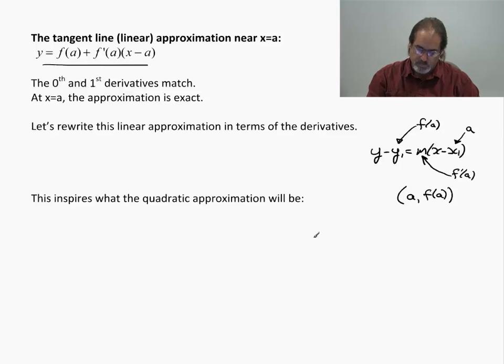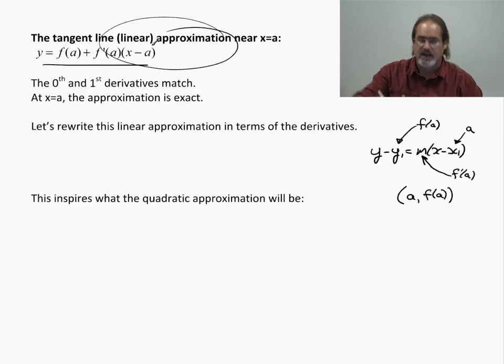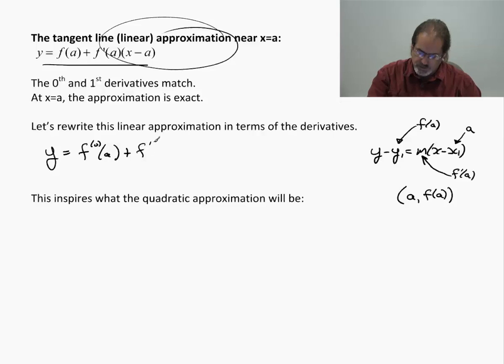So, we want the zeroth and first derivatives to match for the linear approximation. And we will match further derivatives with other polynomial approximations. So let's rewrite this in terms of derivatives. What I get is y is equal to, and perhaps I should say approximately equal to, the zeroth derivative evaluated at a plus the first derivative evaluated at a times x minus a.